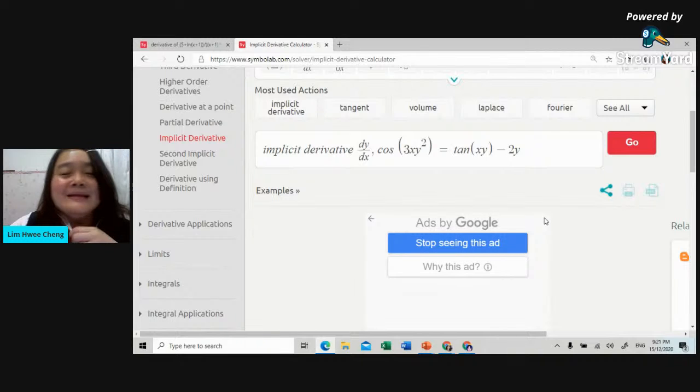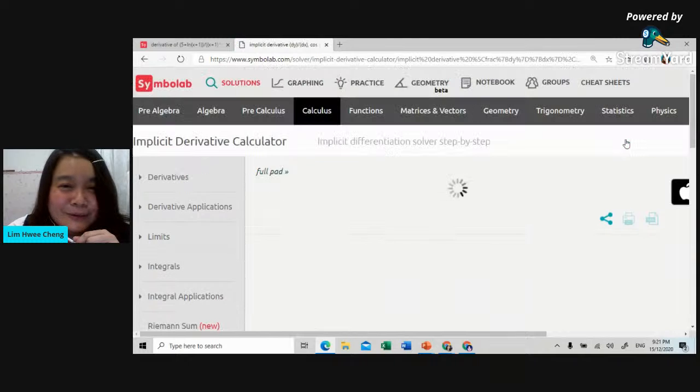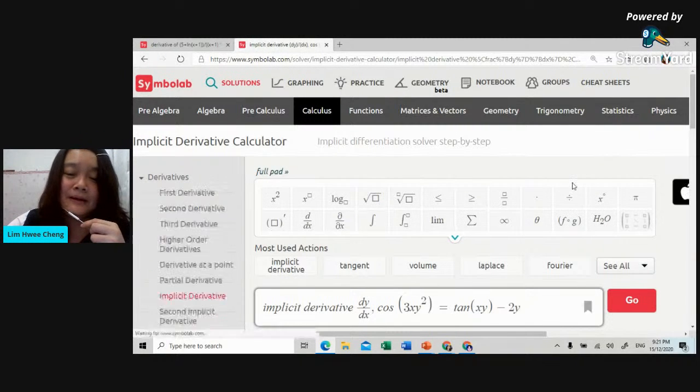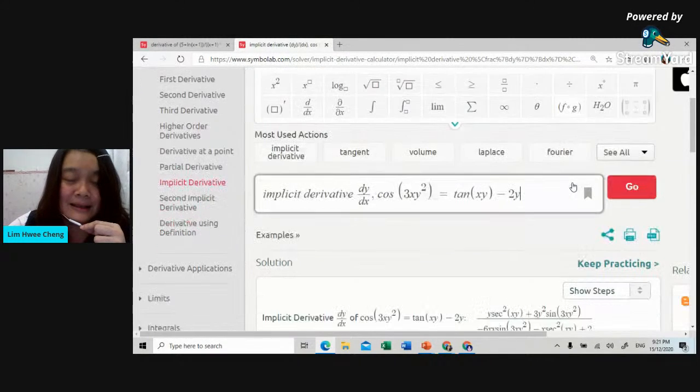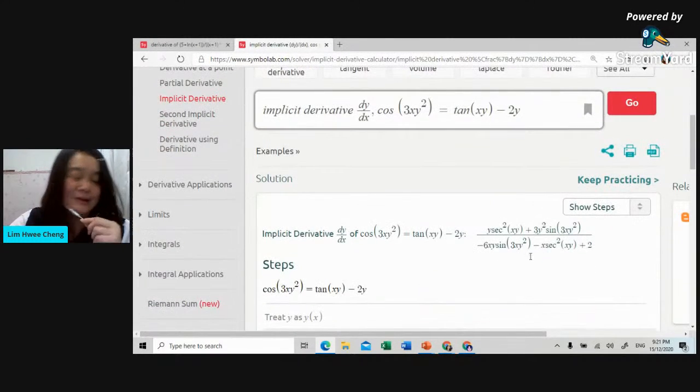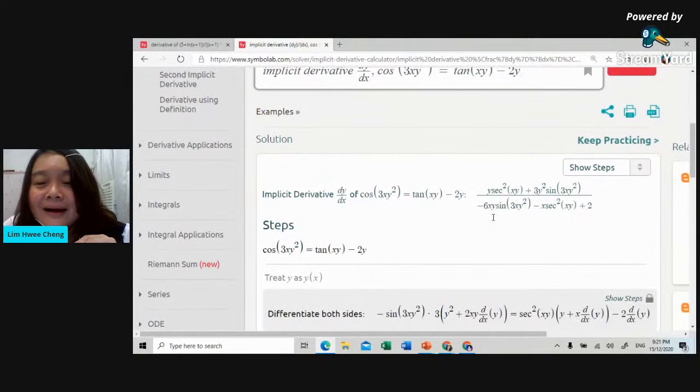Okay, you compare the answer with this. Betul function saya type betul tak? Tangent xy minus 2y. Okay, kita tengok, betul harap-harap boleh, 1, 2, 3. Tengok boleh tak? Okay, mana jawapan dia? Ke bawah sikit. Where is the answer? Betul tak you check? This is your dy dx.